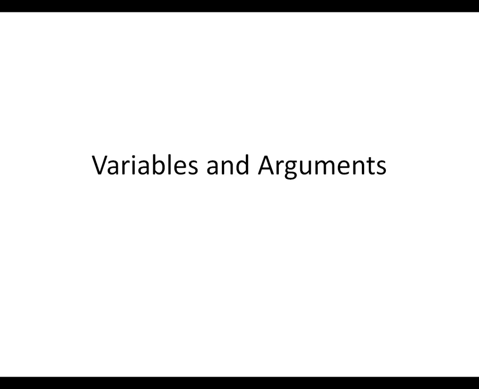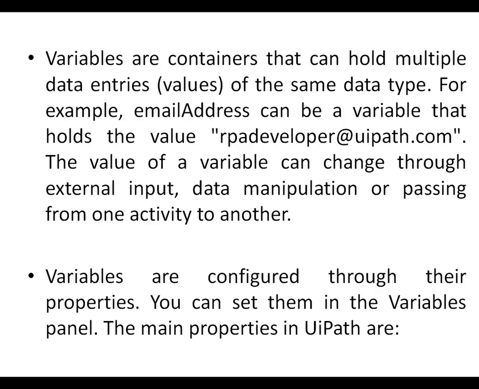So in this session we are going to see what variables and arguments are. As we know, there are different types of variables in different programming languages, starting from C, C++, Java, etc. So here in UiPath there are variables like in C or other programming languages, starting from integer, character, float. Similarly, in UiPath there are different data types like character, string, array, list, dictionary. So these are the variables used in UiPath.